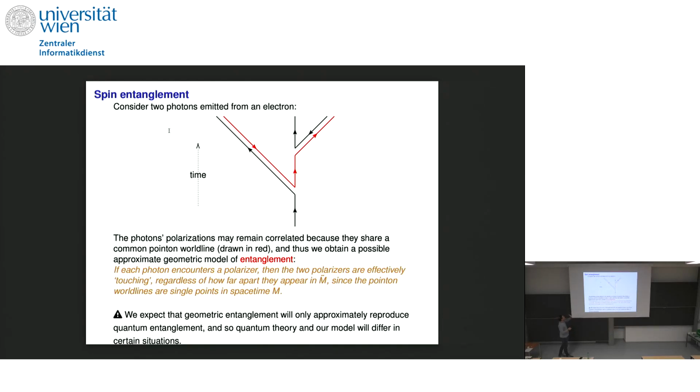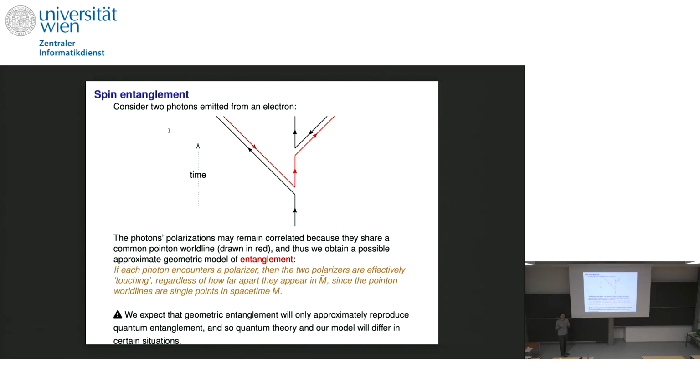But I just want to say a word about entanglement. Consider two photons emitted from an electron. Here we have an electron, then it emits a photon, goes along and emits another photon, and then goes on its way. The red line is all connected, so this is one point in space-time. The photons' polarizations may remain correlated because they share a common point on the world line drawn in red. And thus we obtain a possible approximate geometric model of entanglement.